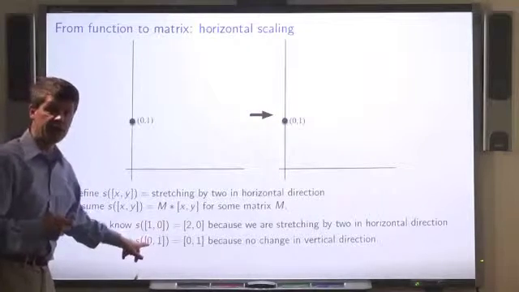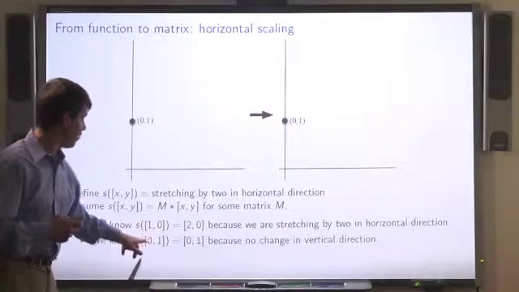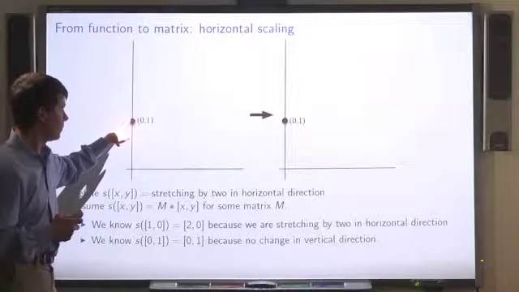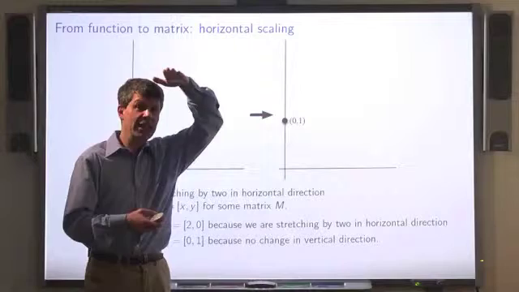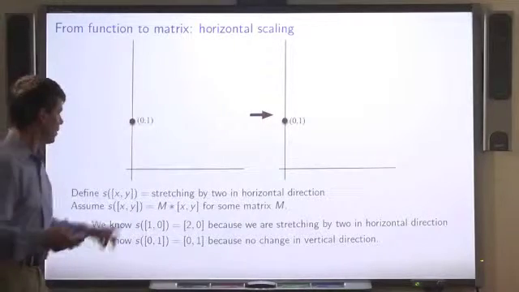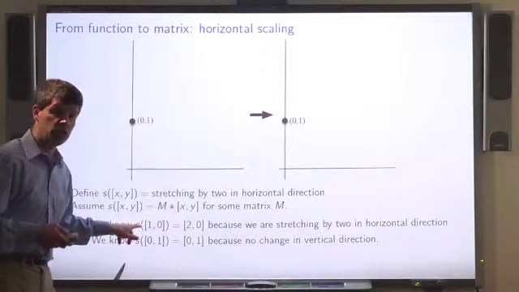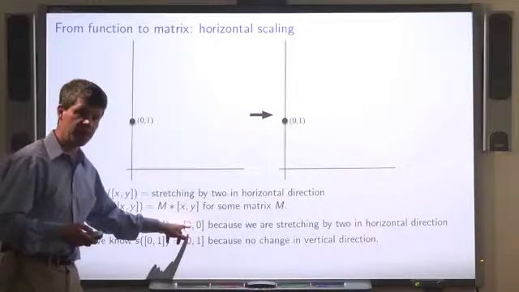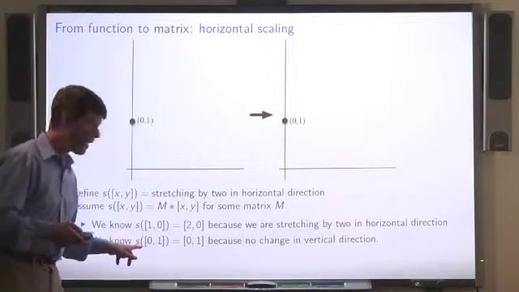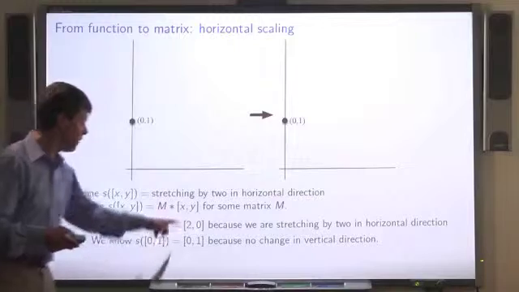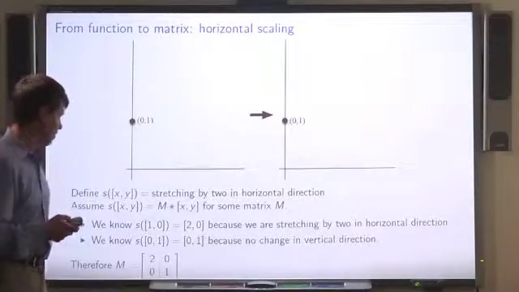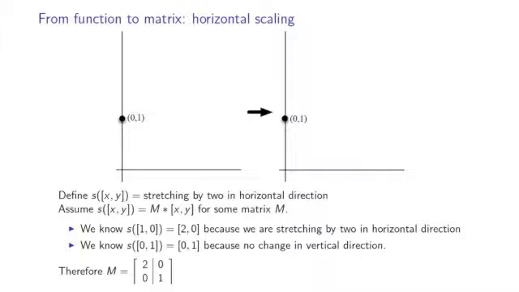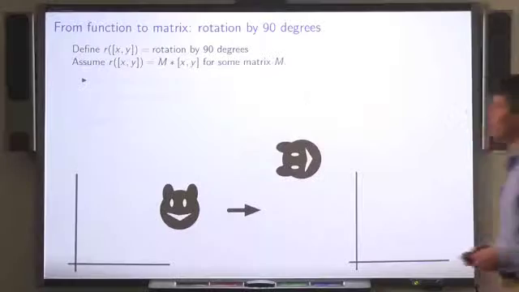Now we plug in the second standard vector, 0, 1. And we know this maps to 0, 1 because we're not doing any stretching in the vertical direction. So we know S applied to the first standard generator is 2, 0. And we know S applied to the second standard generator is 0, 1. So we take these two vectors and we build a matrix with those as its columns. That's the matrix, with 2, 0 as its first column and 0, 1 as its second column.